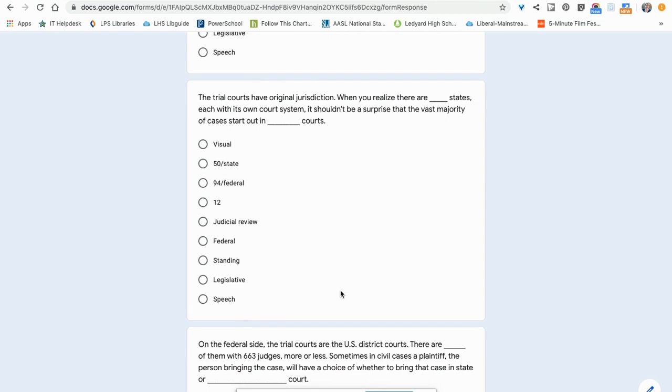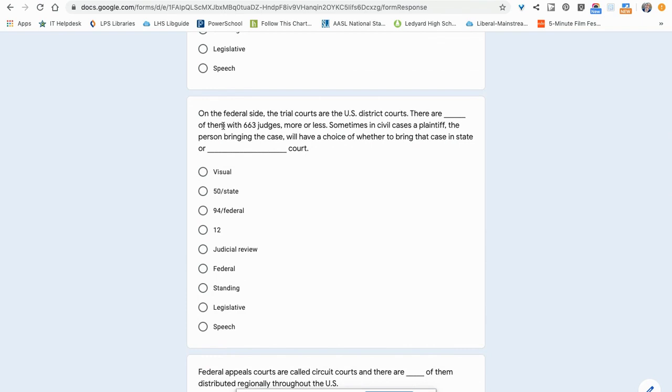The trial courts have original jurisdiction. When you realize there are blank states, each within its own court system, it shouldn't be a surprise that the vast majority of cases start out in what courts? On the federal side, the trial courts are the U.S. district courts. There are blank of them with 663 judges, more or less. Sometimes in civil cases, a plaintiff, the person bringing the case, will have a choice of whether to bring that case in state or blank court.